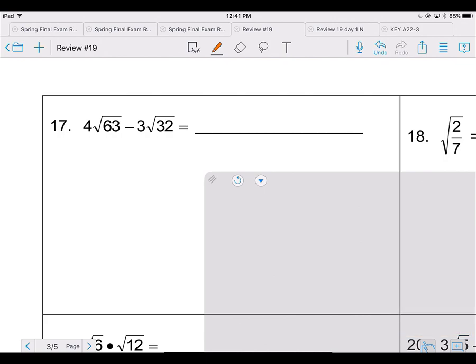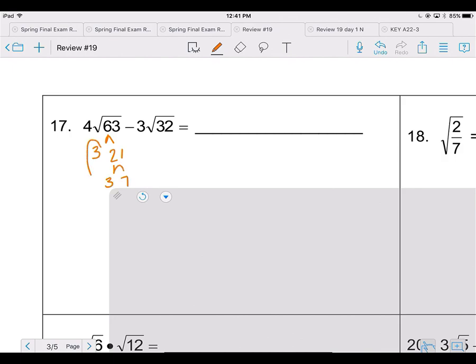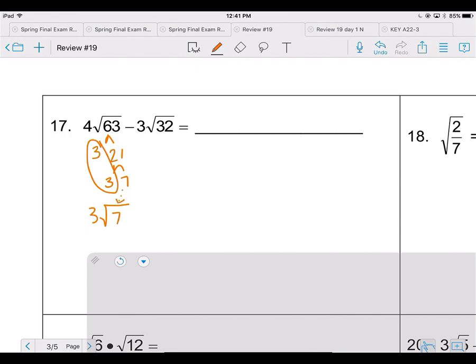Now, problem 17, we have an adding or subtracting, so we have to simplify first. The square root of 63 can be simplified into 3 and 21. 21 is 3 and 7, so I can take out a pair of 3's. I will leave in the 7.